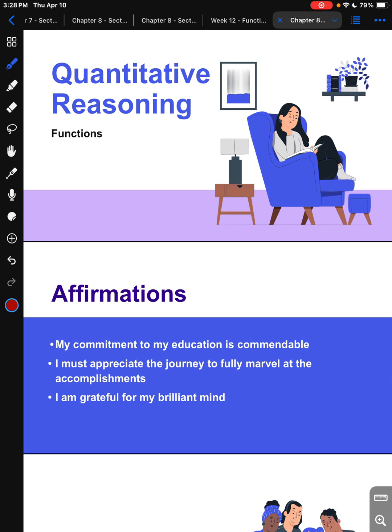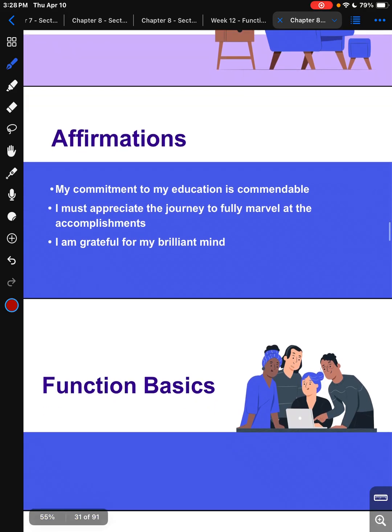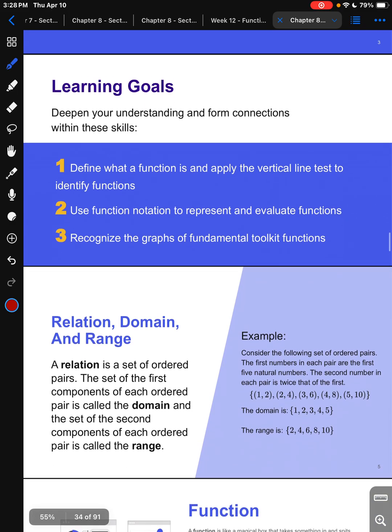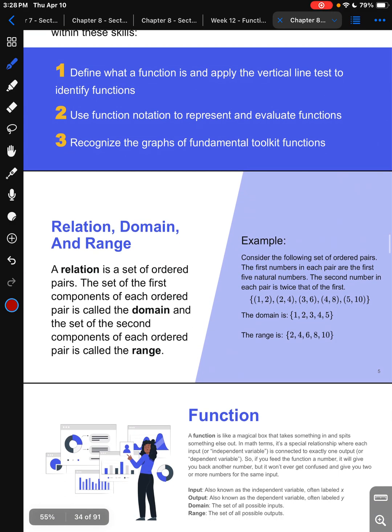This time we're going to talk a little bit about functions. Let's start off with basic functions. So we're going to start off with relation, domain, and range. A relation is a set of ordered pairs. The set of first components of each ordered pair is called a domain. The set of second components of each ordered pair is called a range.